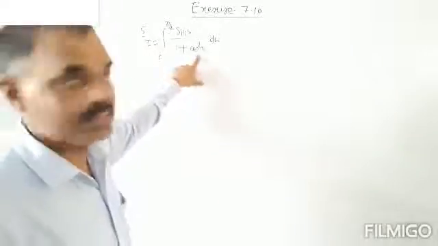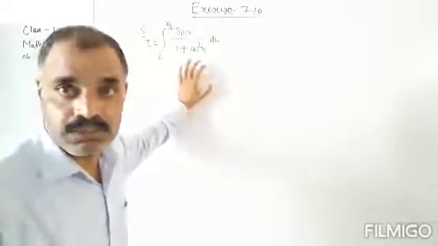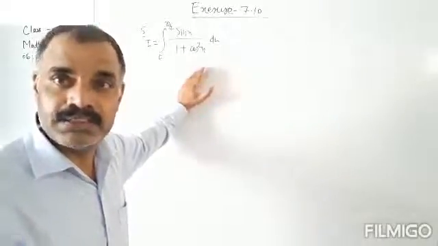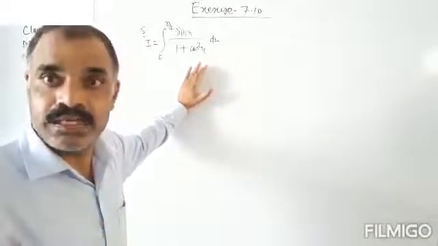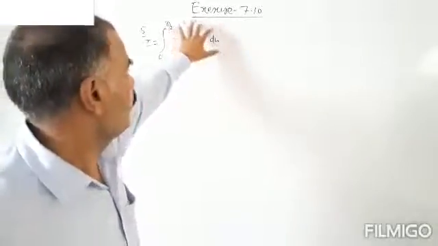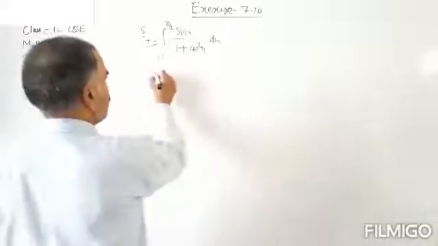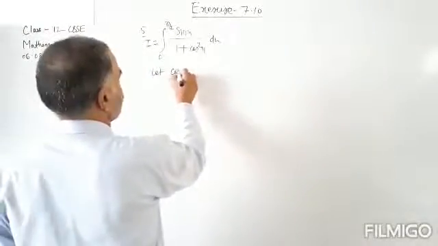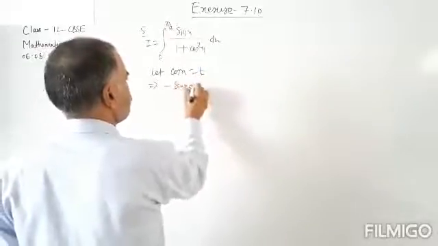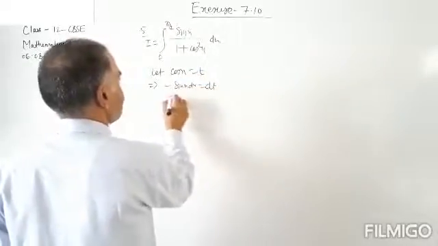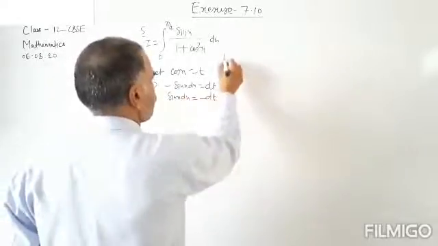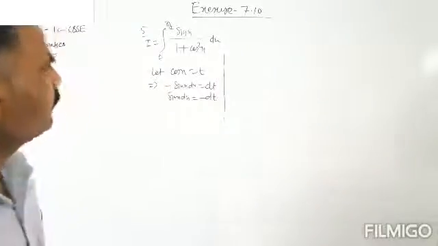Okay, if we substitute cos x equals to t, then its differentiation is minus sin x dx equals to dt. So let us substitute cos x is equals to t. This implies that minus sin x dx is equals to dt. It means sin x dx is equals to minus dt. Okay, now change the limit.